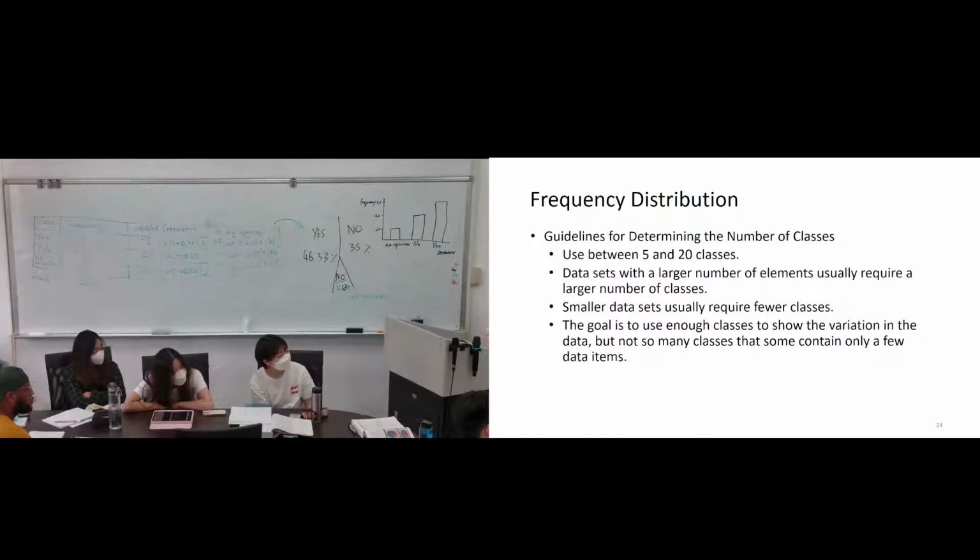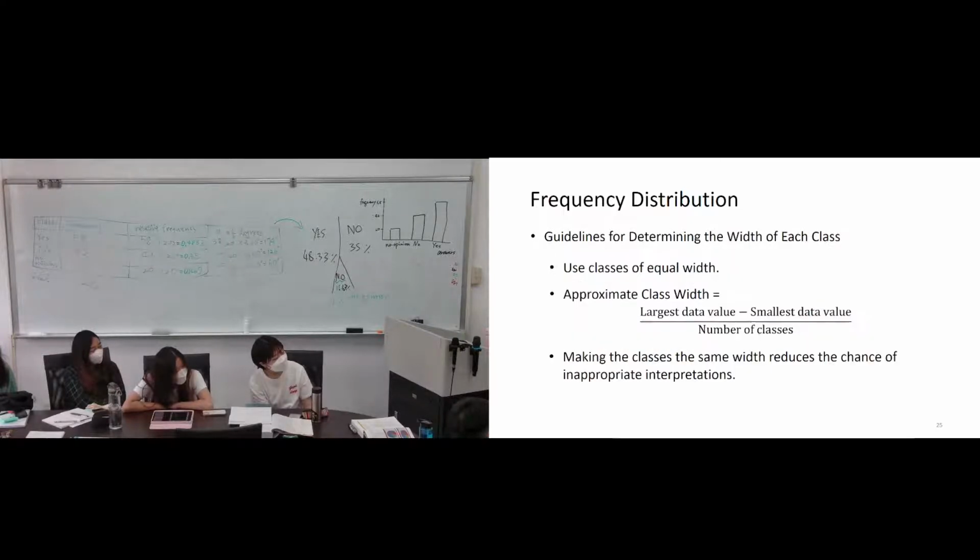Now let's see, what is a good number of non-overlapping classes? Usually we use between 5 and 20. Data sets with a larger number of elements usually require a larger number of classes, and smaller ones usually require fewer classes. Our goal is to use enough classes to show the variation in the data, but not so many classes that some contain only a few data items. So the guideline for determining the width of each class is that it depends upon the classes being of equal width.